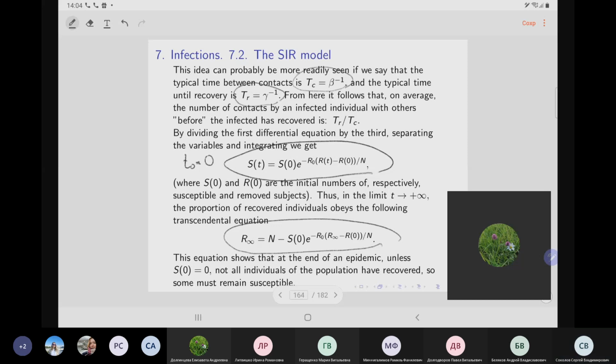And if S of 0 is not 0, then R infinity is not equal to N, and it means that after the end of the epidemic some susceptibles will remain. So not everyone in the population will get sick.